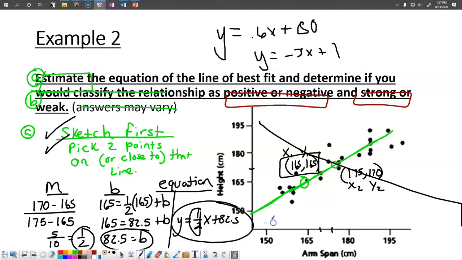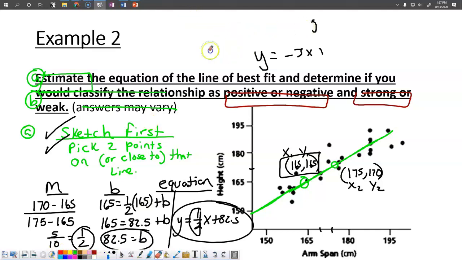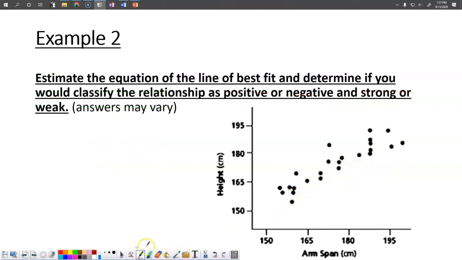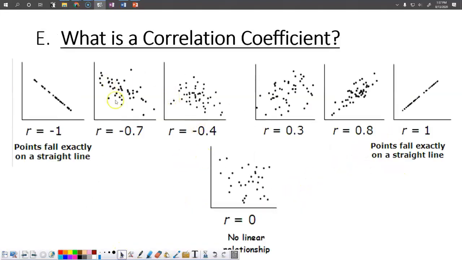Now, we're not quite done yet, though. The question also asked us to talk about the relationship a little bit between the variables x and y. So how well does this line of best fit describe the relationship between x and y as we see in this scatter plot? Well, if we go back to that chart that I had you looking at earlier, look how close these dots are. In my opinion, they're not quite this bad, but they're not this good.